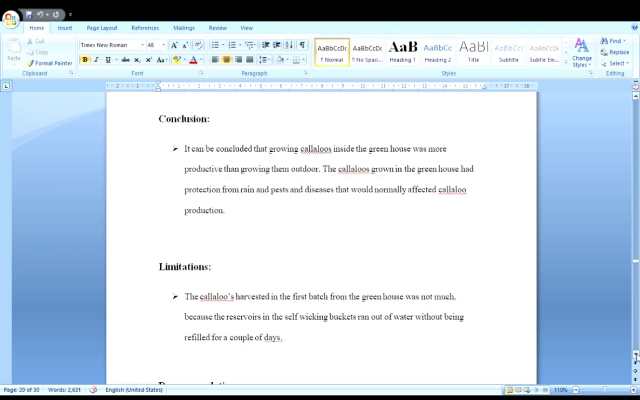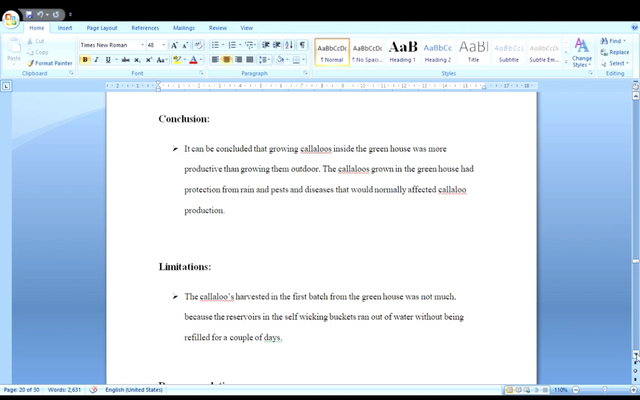Okay, so for the conclusion, what you have to know is that when you're writing your conclusion, you should go back to your aim. As we know, the aim is comparing callaloo production grown in the greenhouse versus those grown outdoors. Also, you should reflect back on your results and your discussion. So using information from all those 3 areas, you should draw up your conclusion. Let's read what we have here.